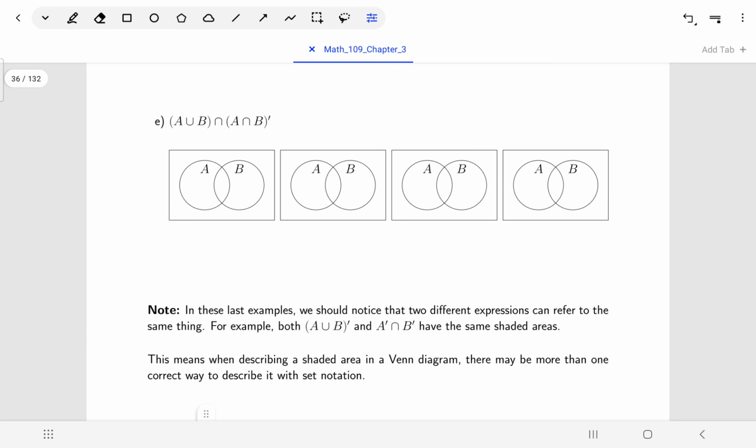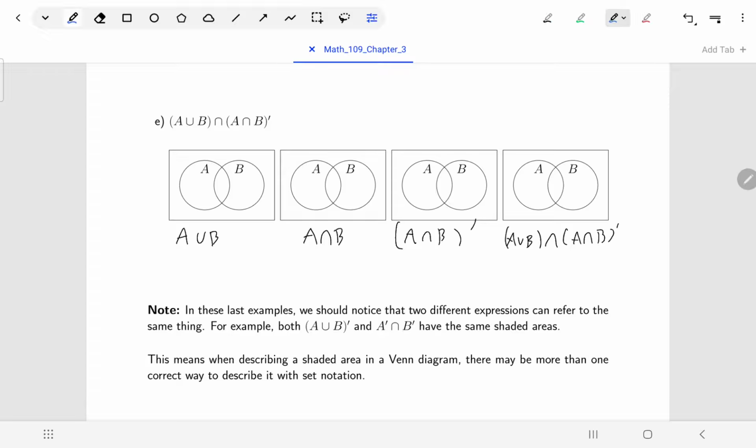All right, last one. I have A union B intersected with A intersect B complement. So lots of steps to do. I would first need to know where is A union B, and then where is A intersect B, and so I can find out where A intersect B complement is. And then once I have A union B and A intersect B complement, then I'll be able to combine the two things with an intersection to get the actual thing I'm interested in, which is A union B intersected with A intersect B complement.